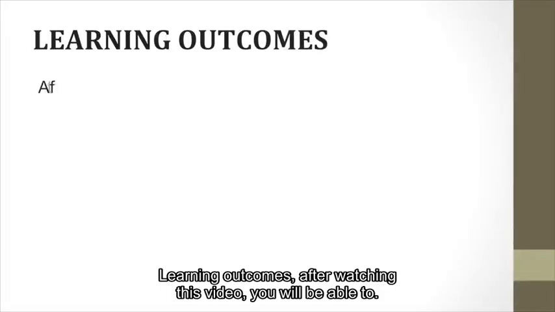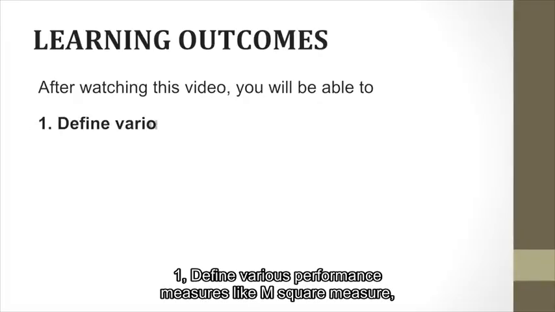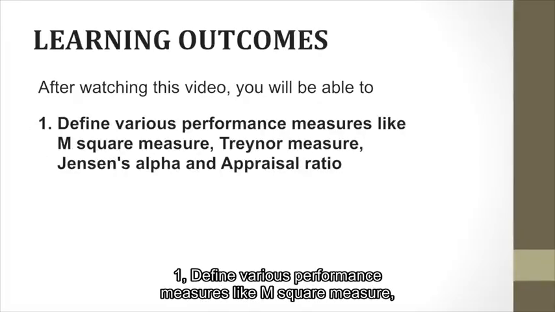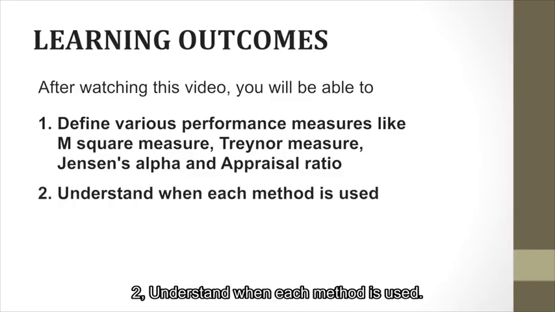Learning outcomes. After watching this video, you will be able to: 1. Define various performance measures like M-square measure, Treynor measure, Jensen's alpha and appraisal ratio. 2. Understand when each method is used.